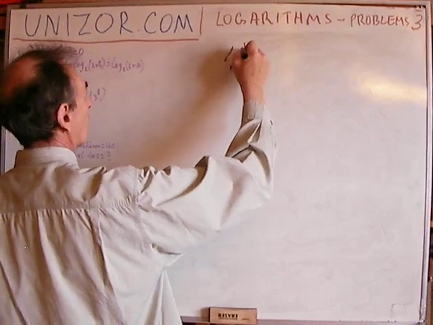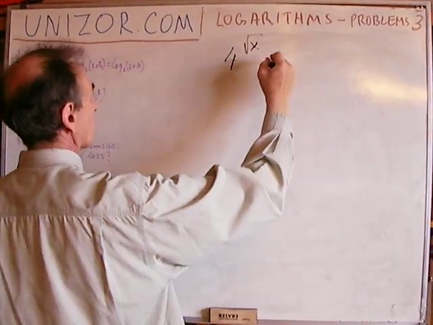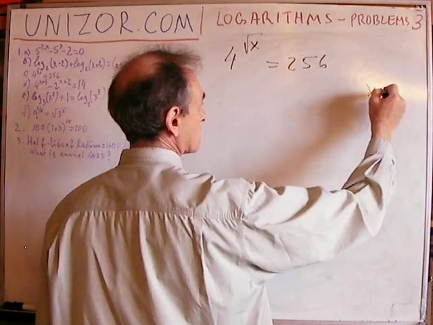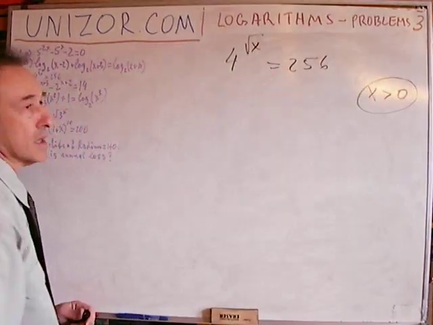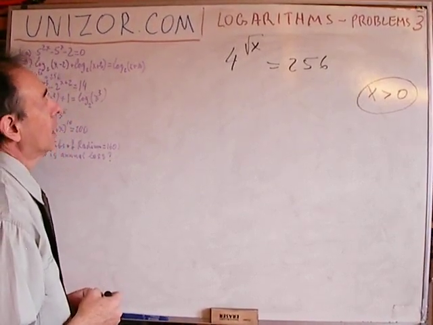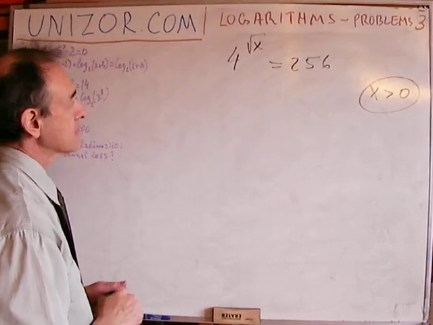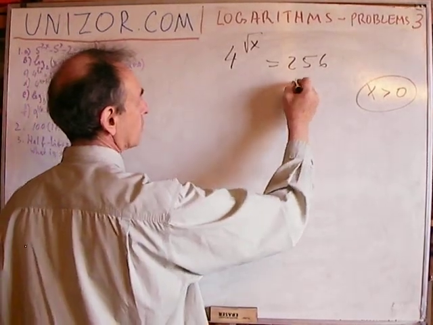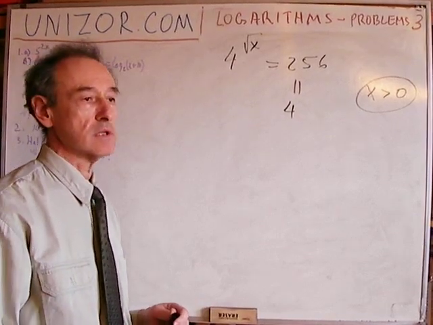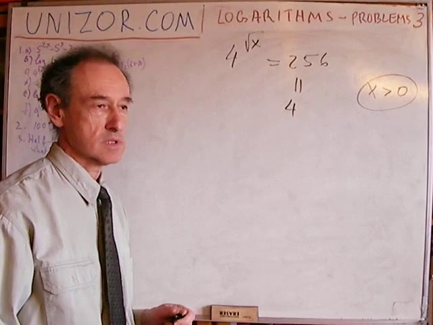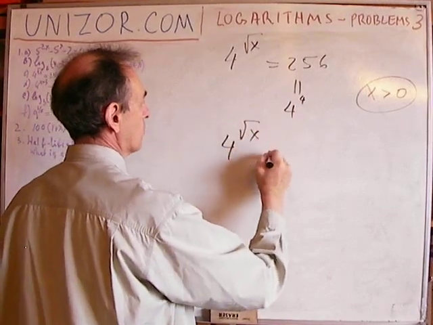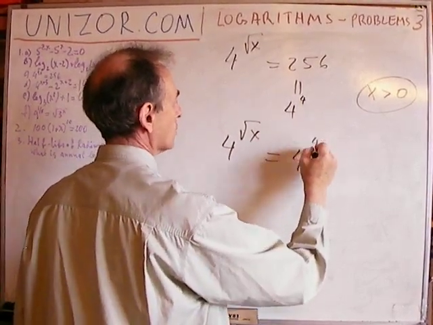So next one, 4 to the power of square root of x is equal to 256. Okay. Obviously, x should be greater than 0, otherwise the square root would not exist. Now, obviously, the first thing we can do is convert 256 into 4 to which degree? Square is 16, cube is 64, so it's the 4th degree, 4 to the 4th degree. So, 4 to the power of square root of x is equal to 4 to the 4th degree.